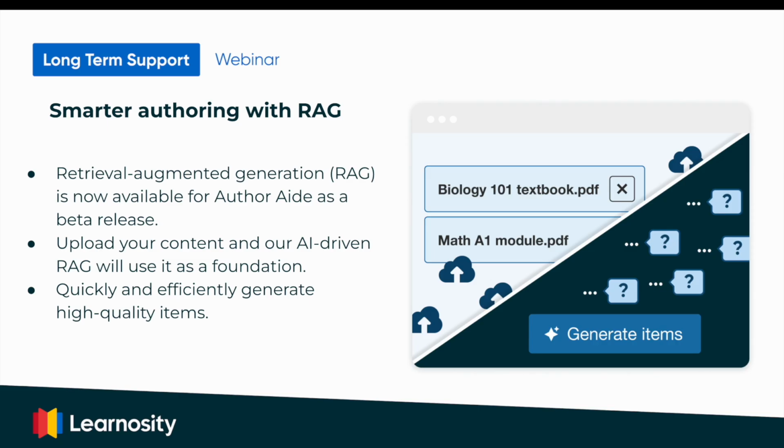Retrieval Augmented Generation, RAG, is now available for Author Aid as a beta release. Simply upload your content, and our AI-driven RAG will use it as a foundation to quickly and efficiently generate high-quality items. Let's take a look with Michael.